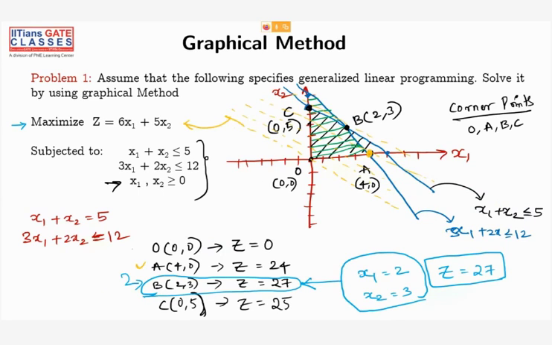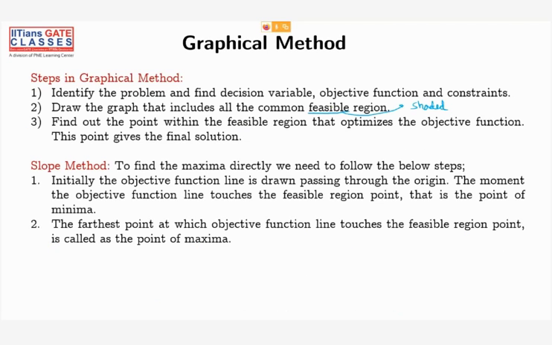and you move over the shaded area region, wherever there is a farthest point. So in this problem, this is the farthest point that is happening here. That is the reason why here we are getting the maximum value. That's it. So this is how the slope method works.